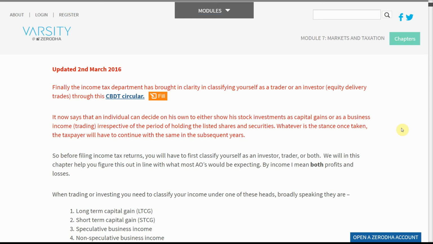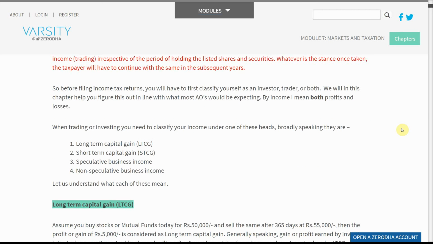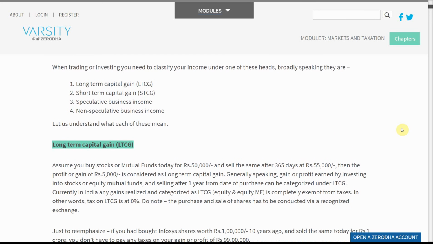By income I mean both profits and losses. When trading or investing, you need to classify your income under one of these heads. Broadly speaking, they are long-term capital gain (LTCG), short-term capital gain (STCG), speculative business income, and non-speculative business income. Let us understand what each of these means.